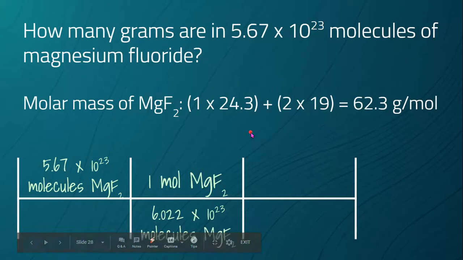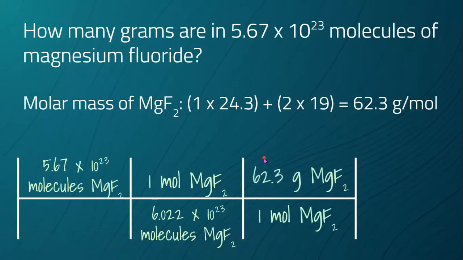I want to convert moles into grams, so I'm going to use a second conversion factor, which is the molar mass. There's 62.3 grams in 1 mole of magnesium fluoride. Since I have moles up, I'm going to do moles diagonal down and then put the grams on top. Now that my molecules cancel out, my moles cancel out, and I'm left with grams of magnesium fluoride, which is what I want, I can stop, multiply across the top, and divide by the bottom.